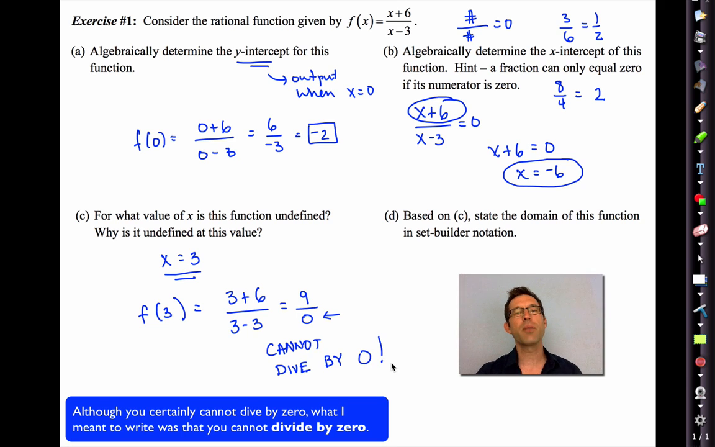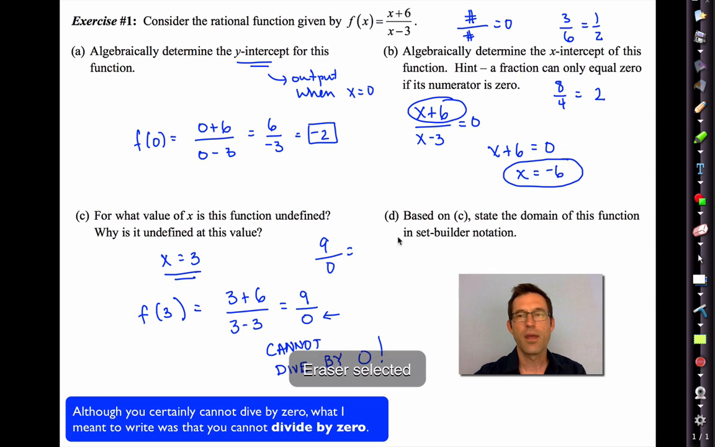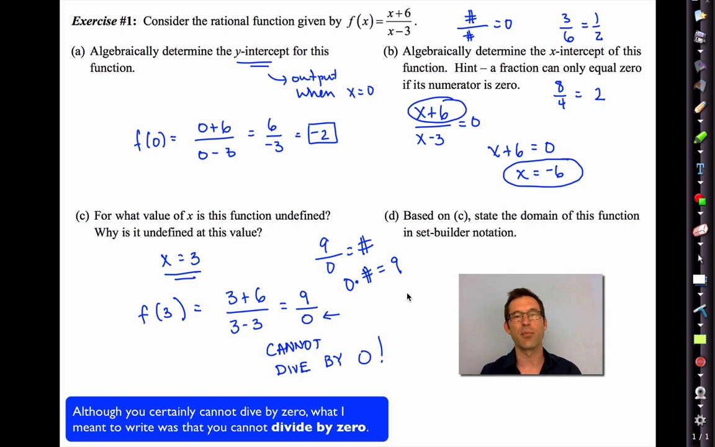And of course, we can't divide by 0 because if 9 divided by 0 was equal to some number, then 0 times that number would equal 9. Well, 0 times any number can't be equal to 9, right? I mean, 8 divided by 4 is equal to 2 because 8 is equal to 4 times 2. 3 divided by 6 is equal to 1/2 because 3 is equal to 1/2 times 6. But 9 divided by 0 can't be a number because then 0 times that number would be 9. But that just can't equal that. So this is undefined at x equals 3.